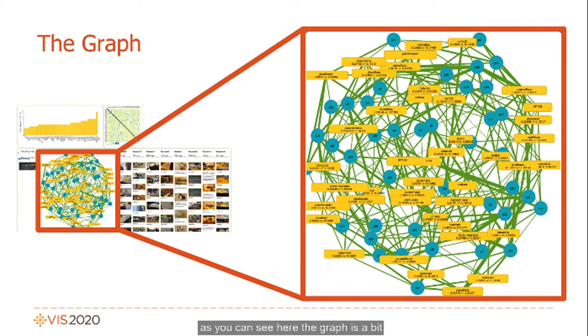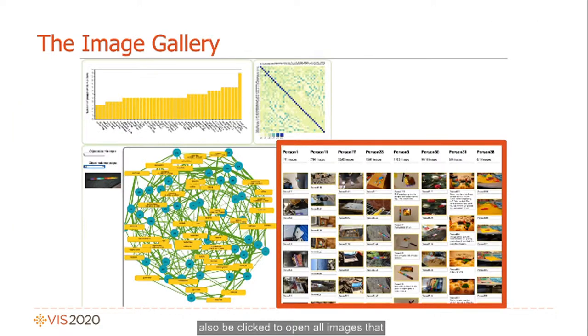But as you can see here, the graph is a bit messy simply due to the fact that there are many objects and people. To make it neater, we added a filter interaction so that only object nodes that we care about and their corresponding people nodes will be displayed. Uninteresting nodes will be hidden, and object nodes can also be clicked to open all images that the objects occur in. The images are grouped by person in colors, as can be seen here. This is the image gallery that has all images of some objects.